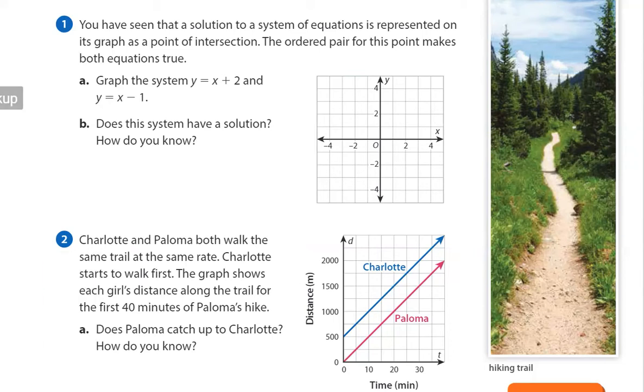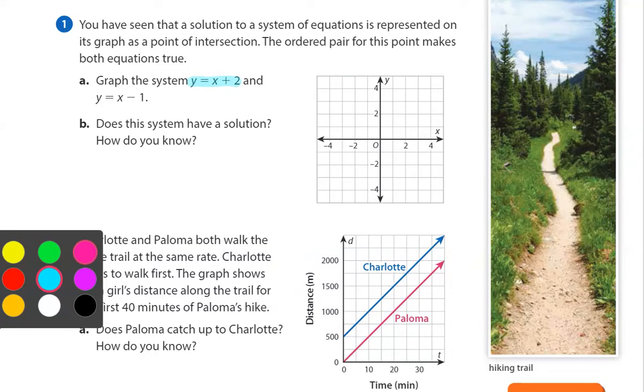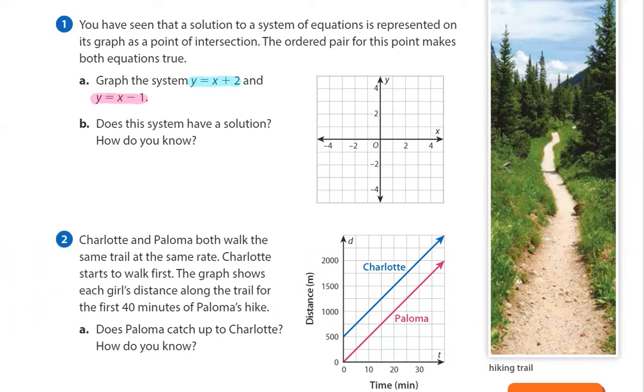Let's graph this line and this line. Okay, so this first line here, the y-intercept is 2. So there's my 2. And the slope, there's nothing there, so that means it's 1 because this is 1x. So I'm going to rise by 1 and run by 1. Rise over run is both going to be 1.